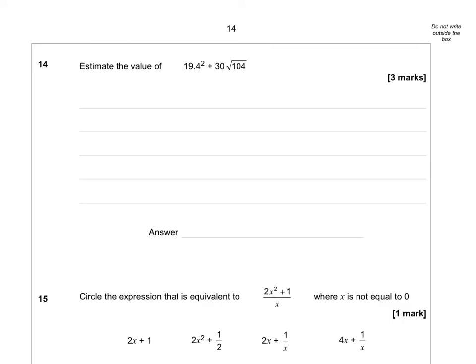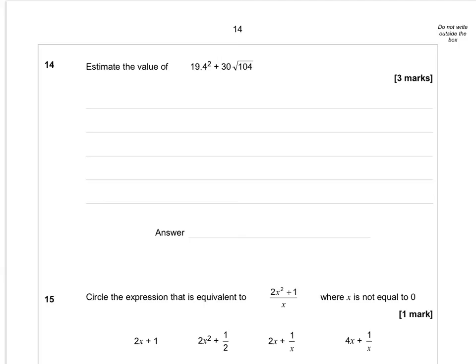So the key word here is estimate. We've got to estimate this value. To estimate, we round the values to one significant figure. So 19.4, we're going to round that to 20, so it has one significant figure. 30 is already to one significant figure. Now the square root, I am going to round it to one significant figure, but it has to be the nearest square number so you can evaluate it. It just so happens that it's also one significant figure here, so it's 100.